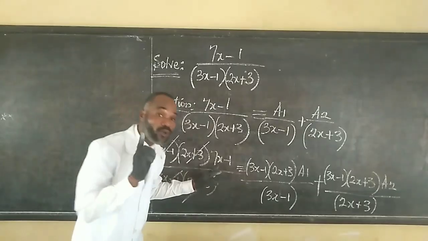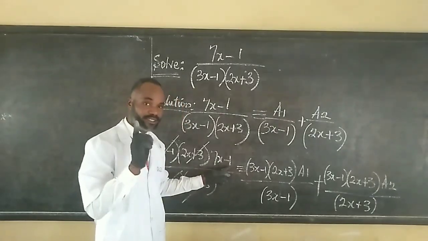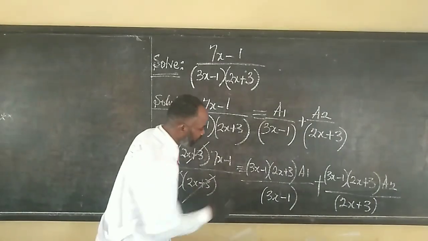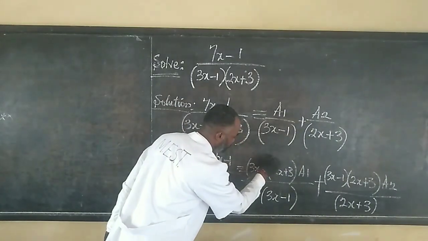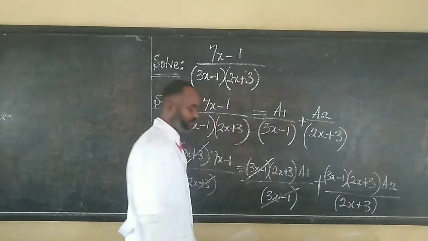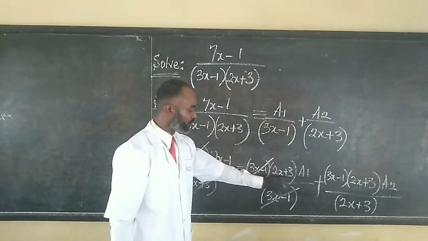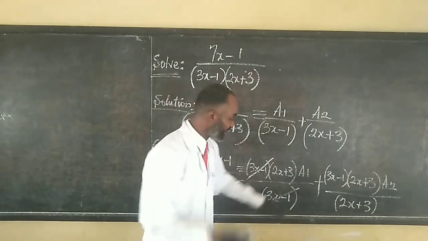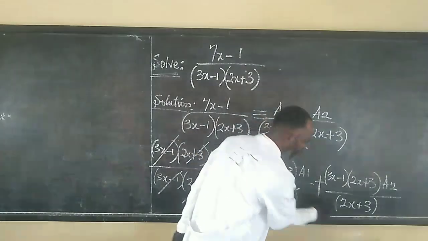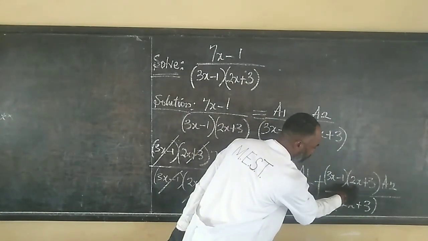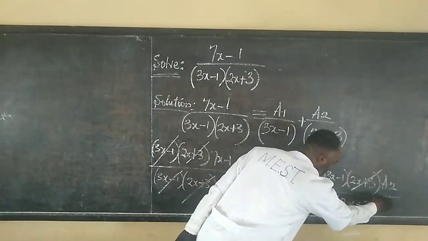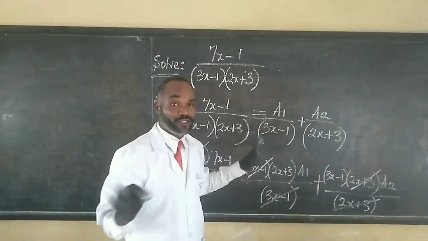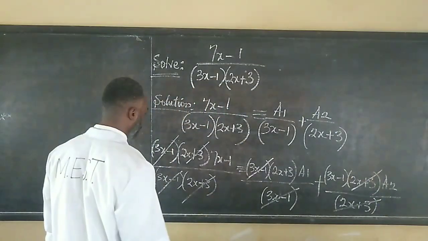We are left with only 7x minus 1. Take notes. Good. So we go to this point. This, we vanish with this. We are left with this 2x plus 3 and A1. Don't make a mistake. Then plus, look at this. This is similar to this, so this, we vanish with this, and we're left with just this and A2. That's all. So let's bring out what we are left with.